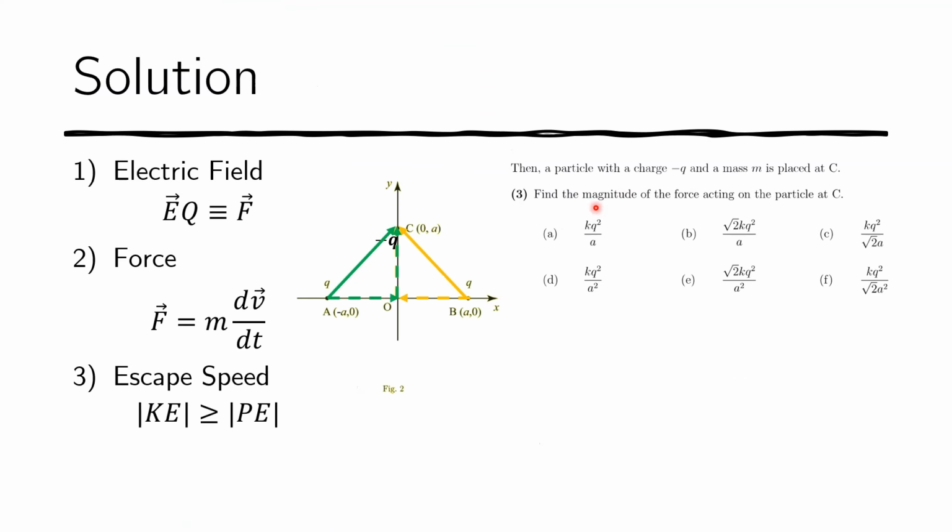Now let's first find the magnitude of the force acting on the particle C in here. Again, we use this relationship here. So the force is just the electric field times the charge Q. The charge in the problem is given to be negative Q, and the electric field, we can find it from the answer of the first problem in this section. There we saw that the electric field is kq over the square root of 2 times a squared.